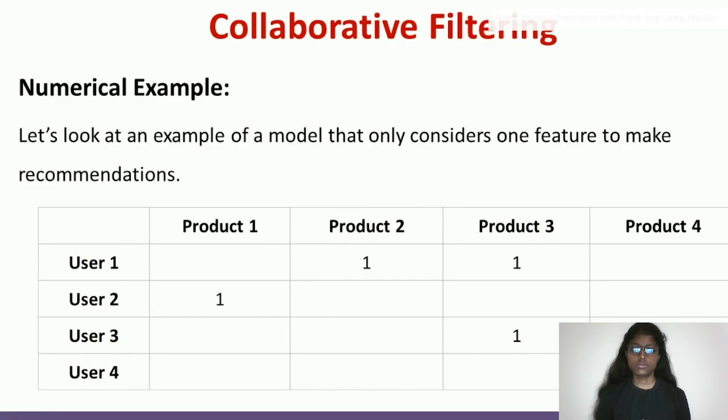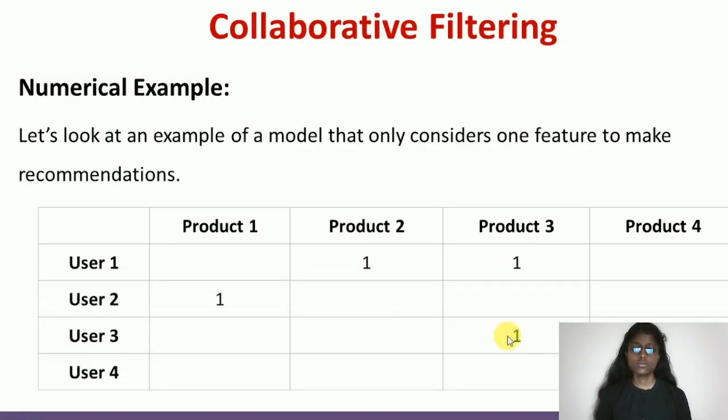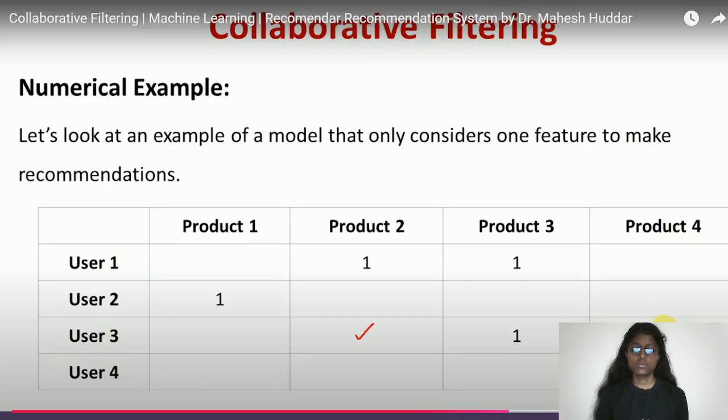Now, if you closely look at this data, you can see that product 3 has been liked by user 1 and user 3, and user 1 liked product 2 also. So we can recommend product 2 to user 3. This is possible. Similarly, product 4 was liked by user 3 and user 4, and user 3 likes product 3 also. So we can recommend product 3 to user 4.